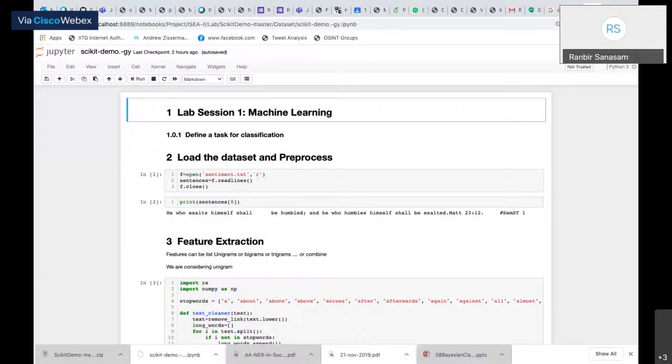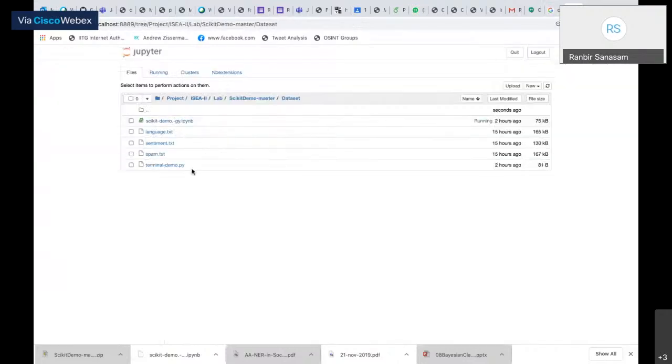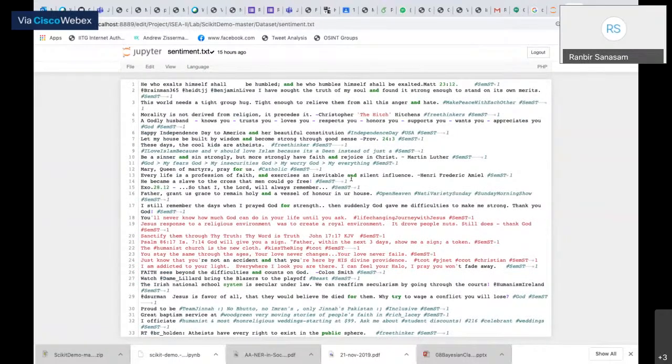For this, we have uploaded three different data sets. One of the data sets is used for building the classifier for sentiment analysis. Let me just give a brief background of the data sets. These are a collection of tweets and the class labels.